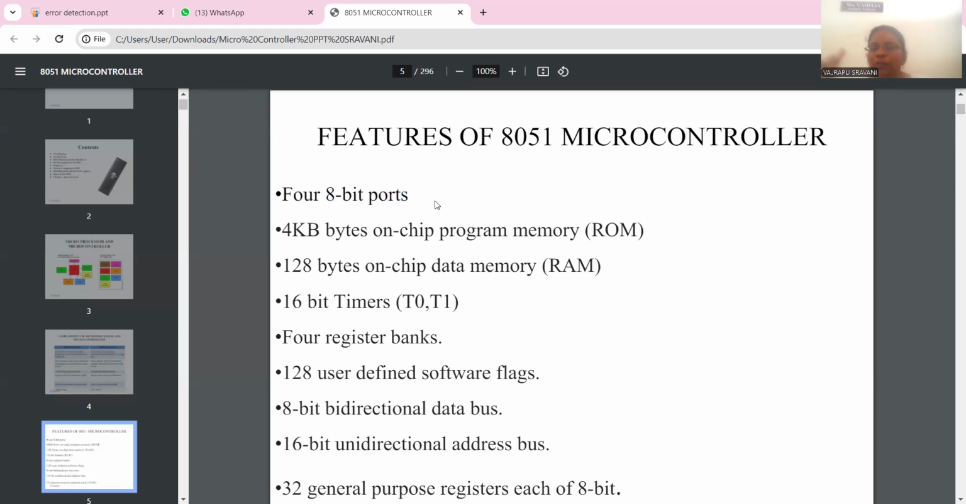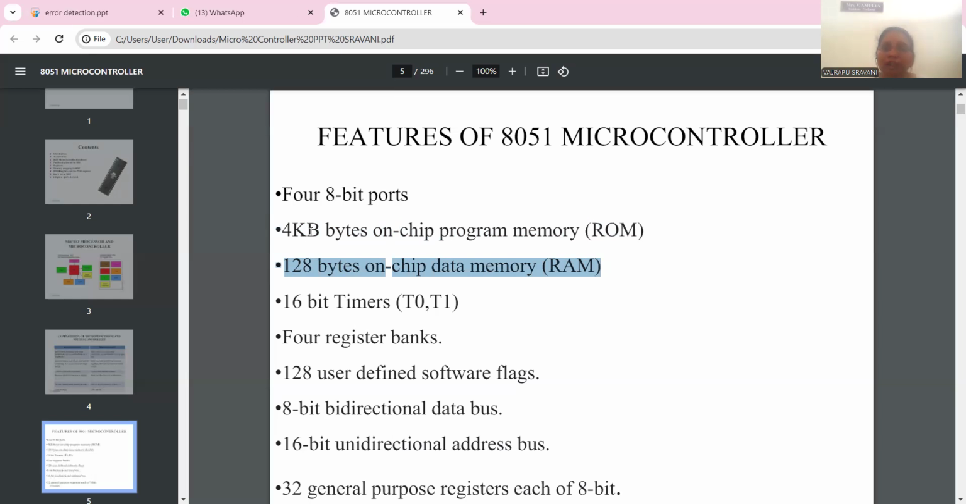The 4 ports are port 0, port 1, port 2, and port 3. These 4 ports are 8-bit ports, and each port has 8 pins. I already explained how the 8051 microcontroller follows the Harvard architecture, meaning it has separate program memory and separate data memory. That's why it has 4 kilobytes of on-chip program memory as well as 128 bytes of RAM, random access memory.